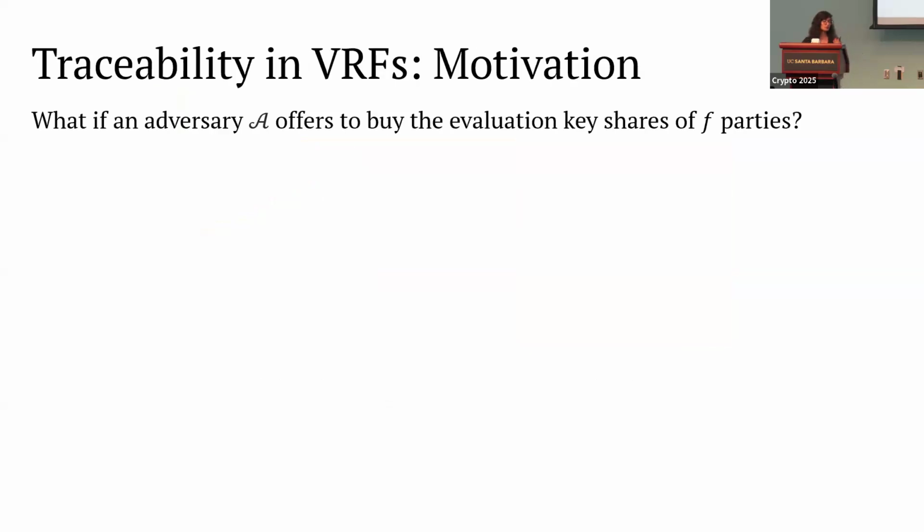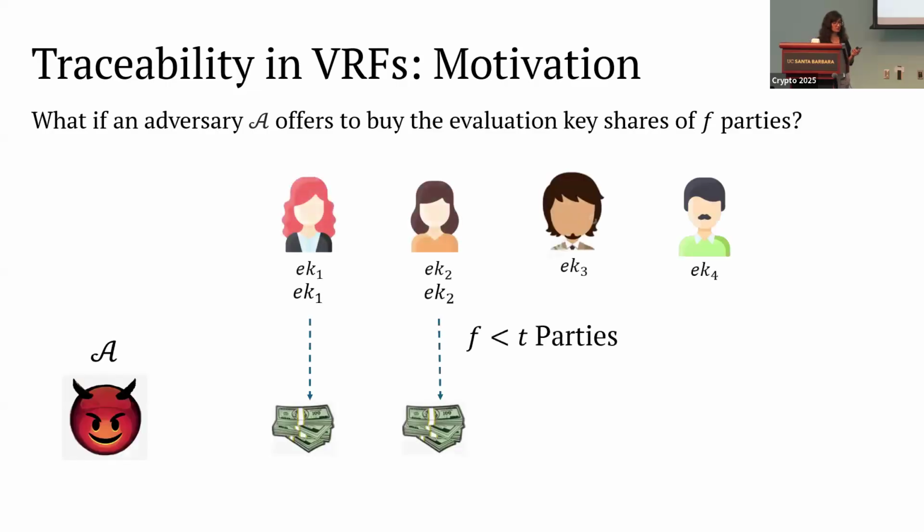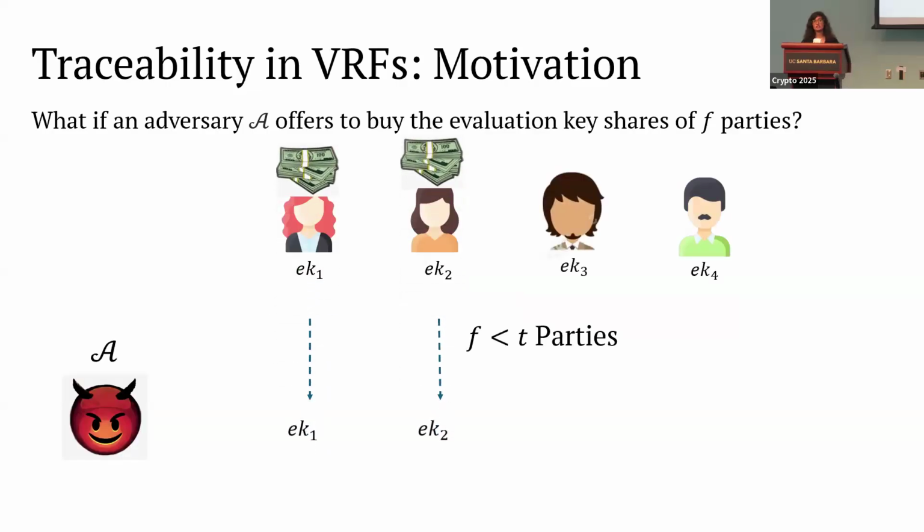And now coming on to the main motivation of the talk, which is traceability in VRFs. So as I briefly mentioned before, the scenario that we're worried about is what happens if some of the parties sell their key shares to an adversary. And here F denotes the number of parties who sell their information. So in such a scenario, what we want is if a whistleblower tells us that this was the information that was leaked to me, then we should have some way of tracing this back to the parties who leaked it.